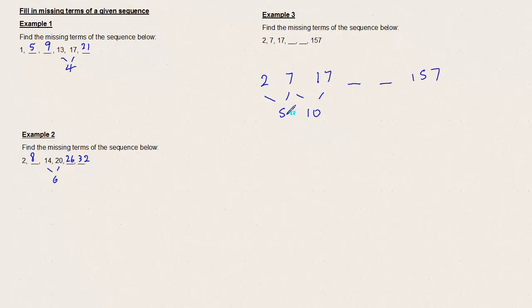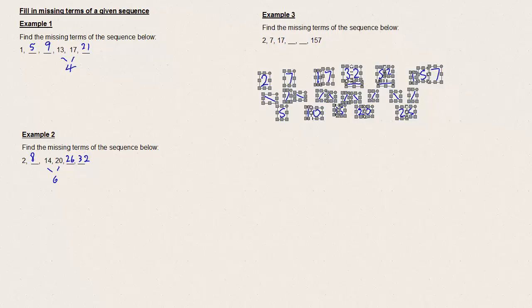Now one thing we might do is think to ourselves, well, that went up by 5, that went up by 10. What about if the next one goes up by 15? So 17 add 15 is 32. And then the next one would go up by 20, so that would be 52, and then the next one goes up by 25, and that doesn't work because that doesn't give us 157. So we need to try something else.